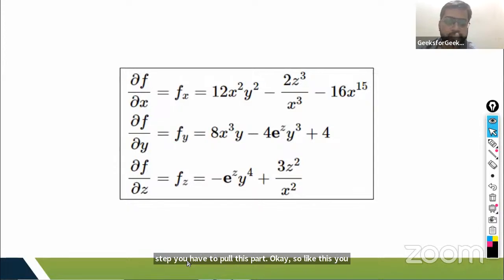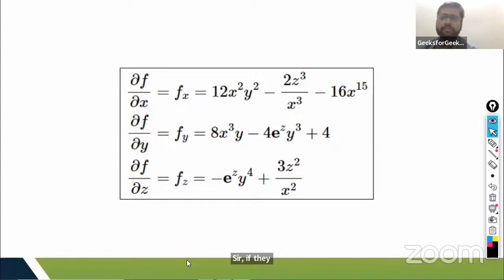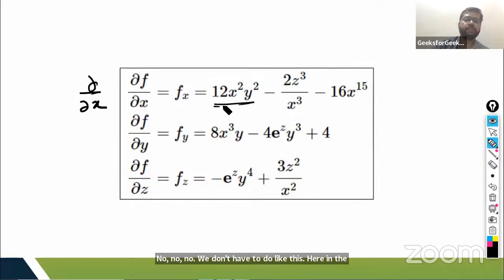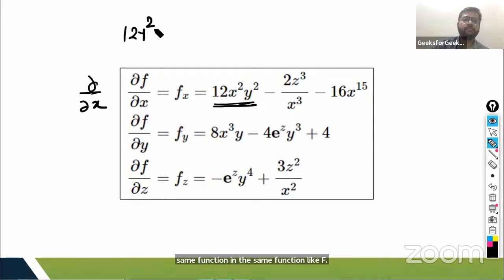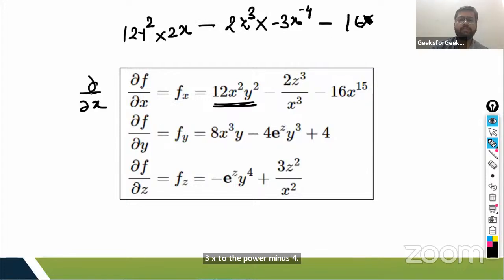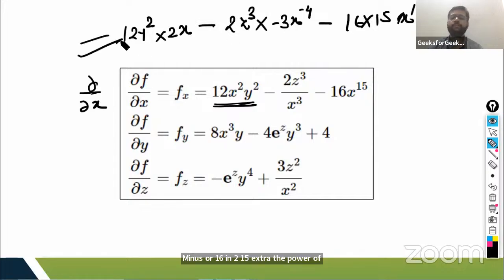Sir, if they ask for the second order partial derivative, should we find xy, yz, zx? No, we don't have to do it like this. Here, in the same function f, do del upon del x again. Here it's 12x^2, so 12y^2 will be common into 2x, minus 2z^3 common into, this will be minus 3x^-4 minus 16 into 15x^14. This is our second order derivative.